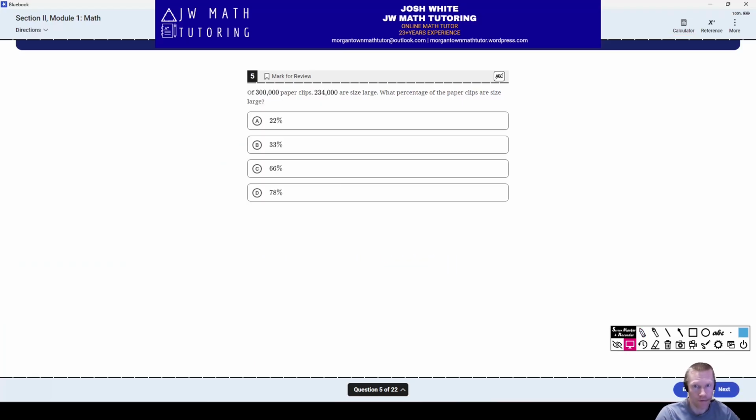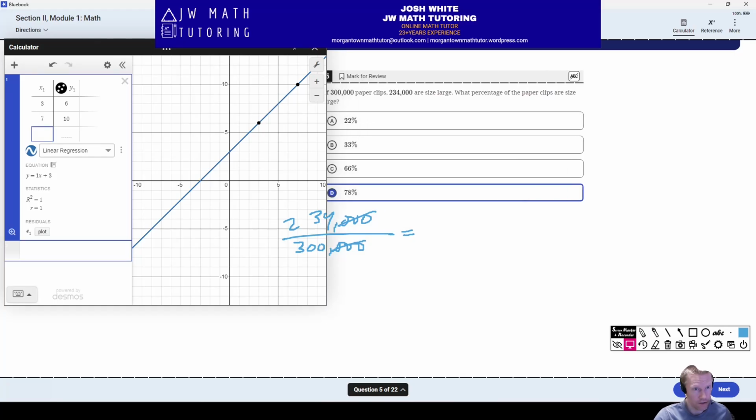Next up, question number 5, just a basic percentages question. You're here just basically figuring out 244,000 is what percent out of 300,000. So you're just dividing the numbers. Notice all these zeros first cancel out, so you're really left with 234 over 300, and that is just going to come out to 78%.